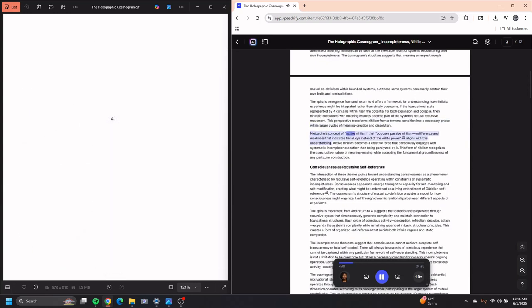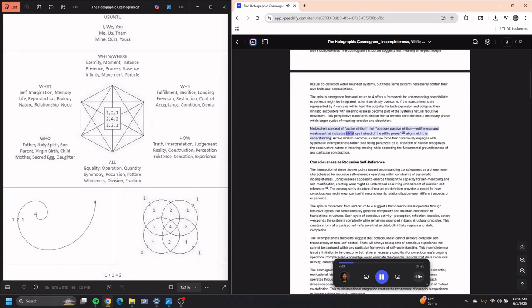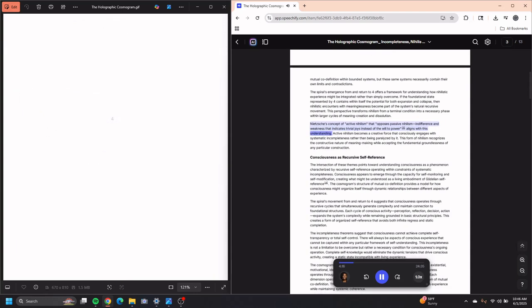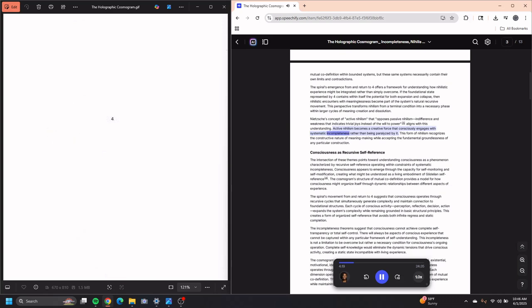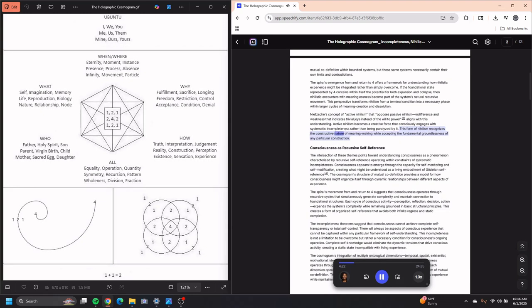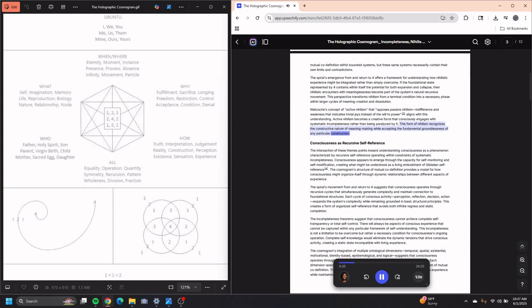Nietzsche's concept of active nihilism, which opposes passive nihilism, indifference and weakness that seeks trivial joys instead of the will to power, aligns with this understanding. Active nihilism becomes a creative force that consciously engages with systematic incompleteness rather than being paralyzed by it. This form of nihilism recognizes the constructive nature of meaning-making while accepting the fundamental groundlessness of any particular construction.